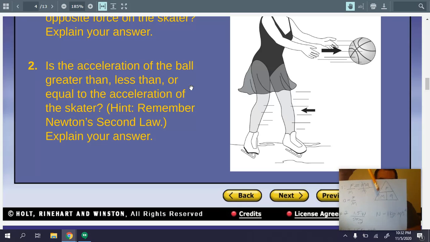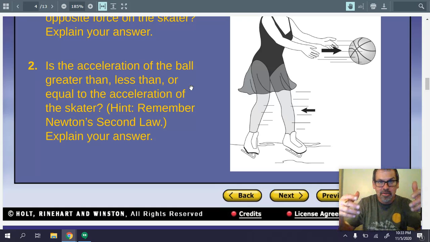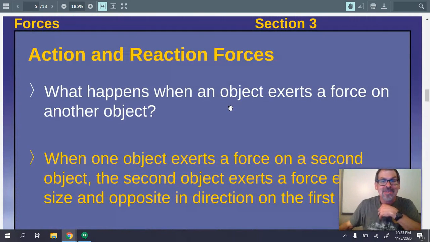But we know that the mass of the person is significantly greater than the mass of the ball. So we have a bigger number going into this number. That's going to make our answer smaller. If we have a smaller number going into a bigger number, that's going to make our answer bigger. Right, so the acceleration of the ball is going to be greater because the mass of the person is less. Yeah, math.